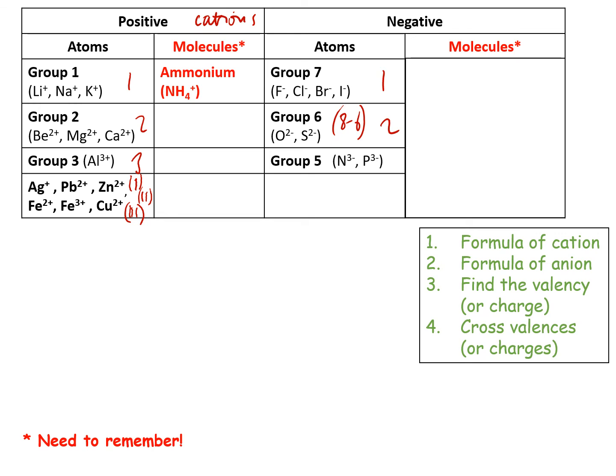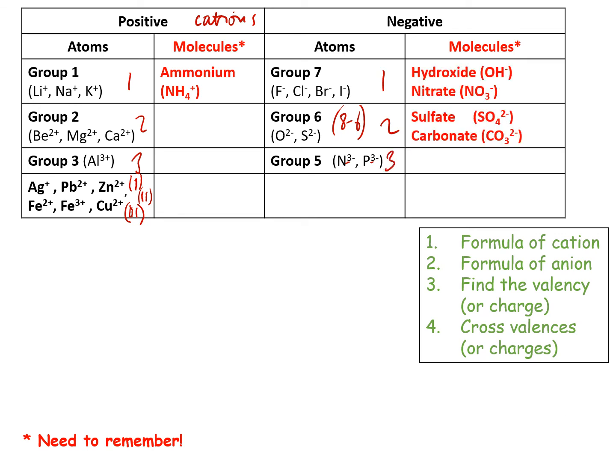Group 5 elements like to gain 3 electrons, therefore they have a charge of 3 minus when they do that, so the valency is 3. But the molecular ions you need to know are here, and again, we've already done this. We've got a valency of 1, valency of 1, valency of 2, valency of 2. You can see here that all of these have a valency of 2.